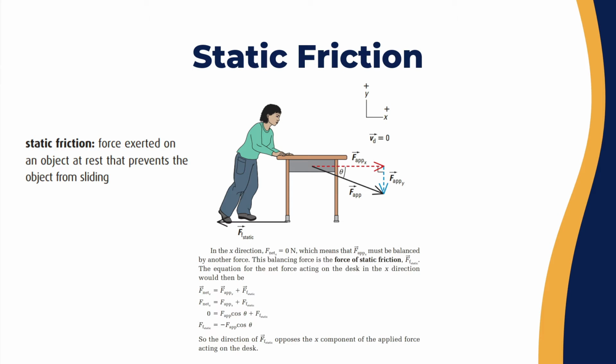Friction has many types. There is static friction, and there is dynamic friction. Friction affects any moving or sitting object, as we mentioned. So we start with static friction. Static friction is the force exerted on an object at rest that prevents that object from sliding.